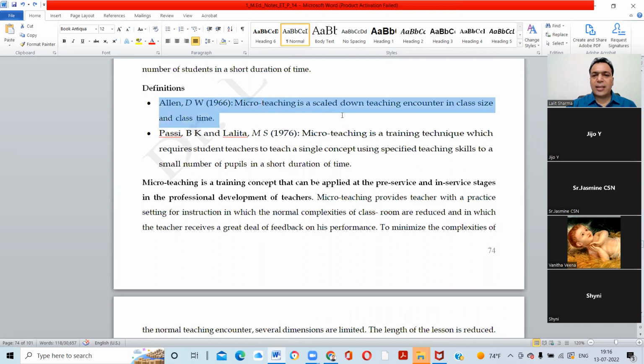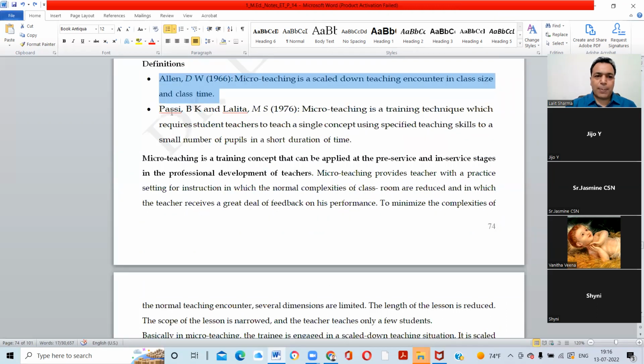Micro teaching is a scaled down teaching, encounter in class size and class time. BK Passi, who is Passi? BK Passi, you should know that. BK Passi is called the father of micro teaching, guys.